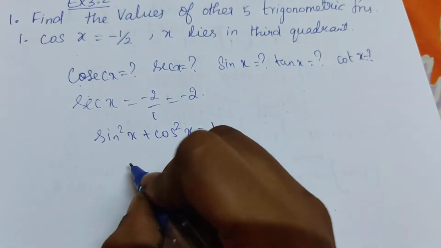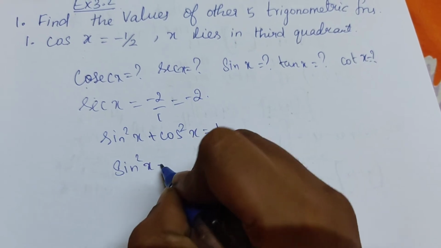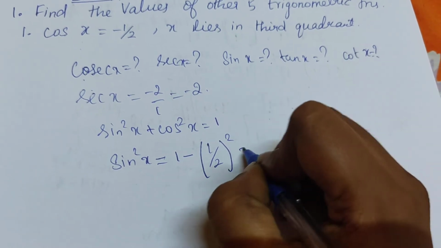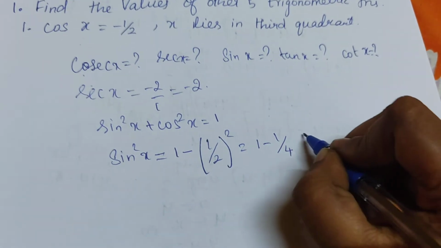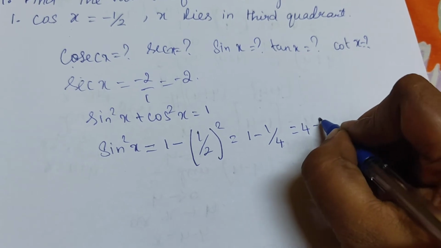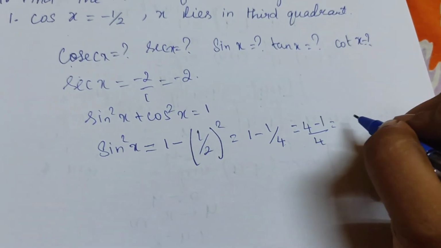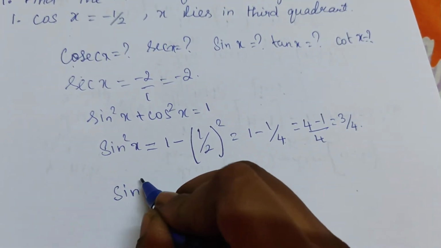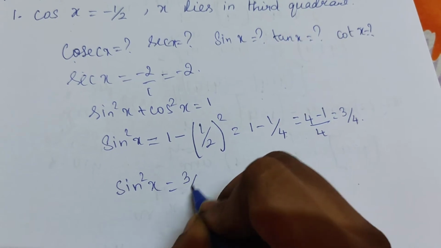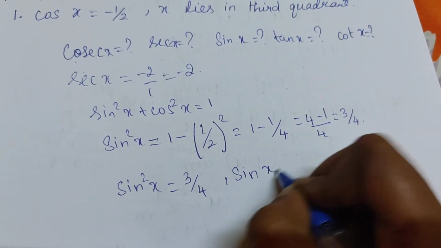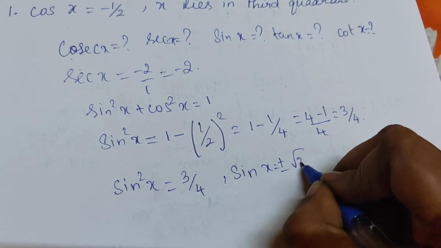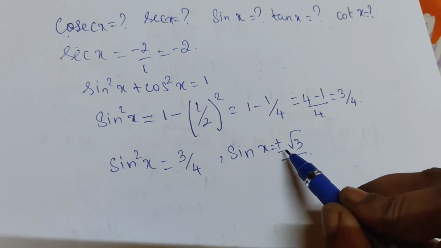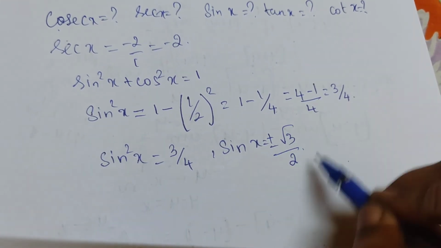We know the identity sin square x plus cos square x is equal to 1. So sin square x is equal to 1 minus cos square x. Cos square x will be 1 by 2 the whole square, which gives 1 minus 1 by 4. So we will get 4 minus 1 by 4, which is 3 by 4. So sin square x is 3 by 4, and sin x will be plus or minus root 3 by 2.